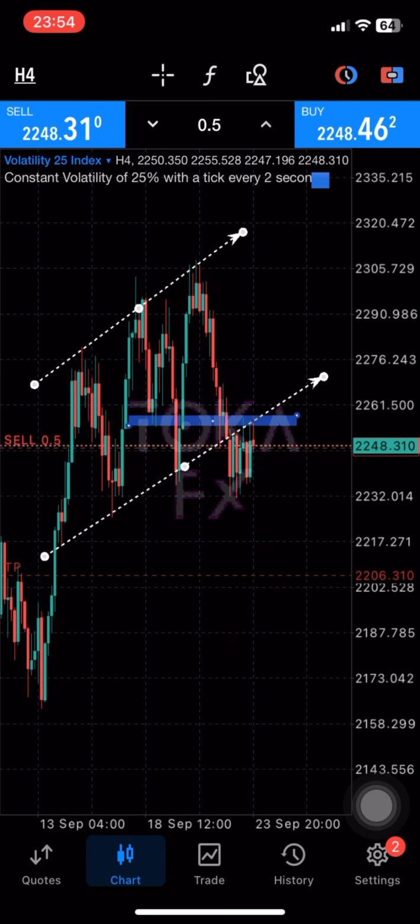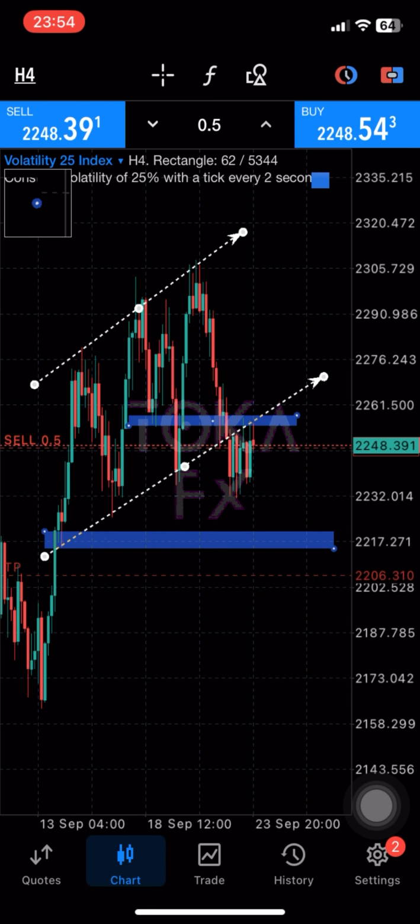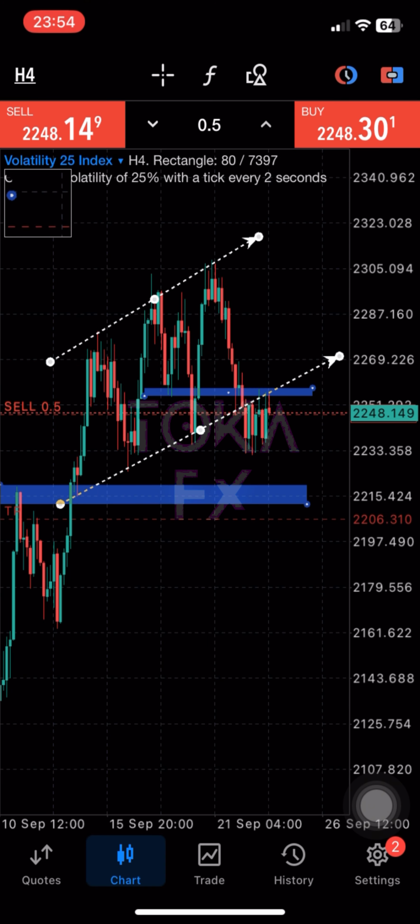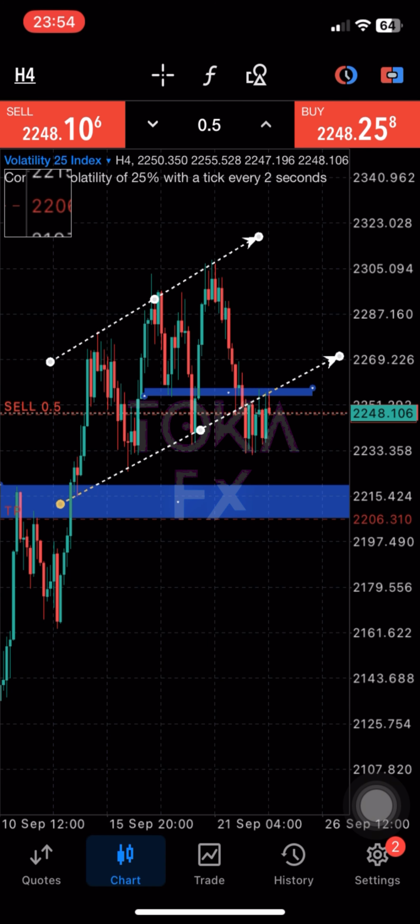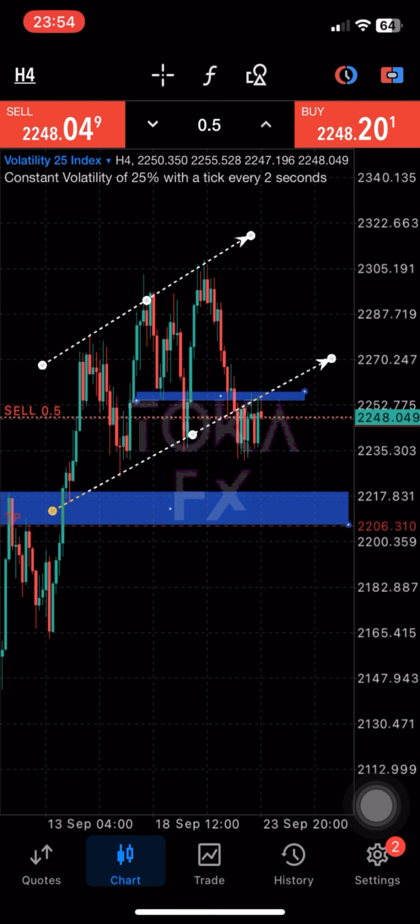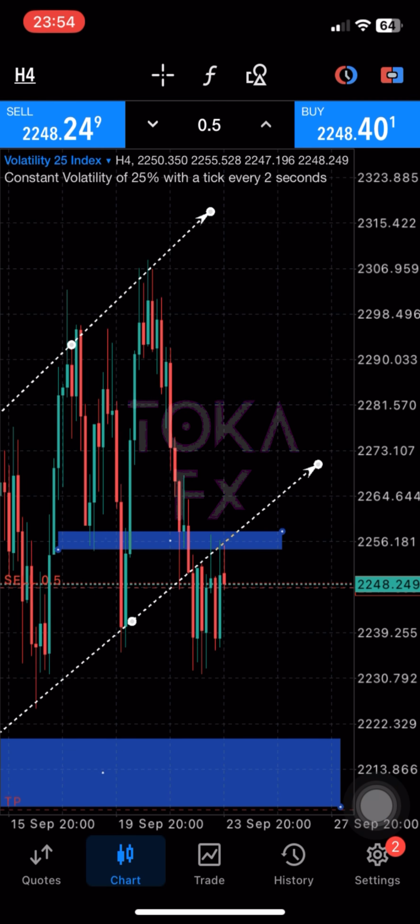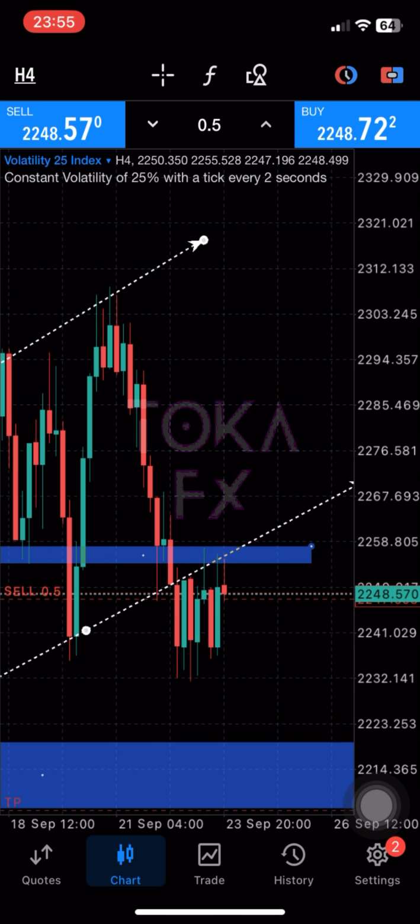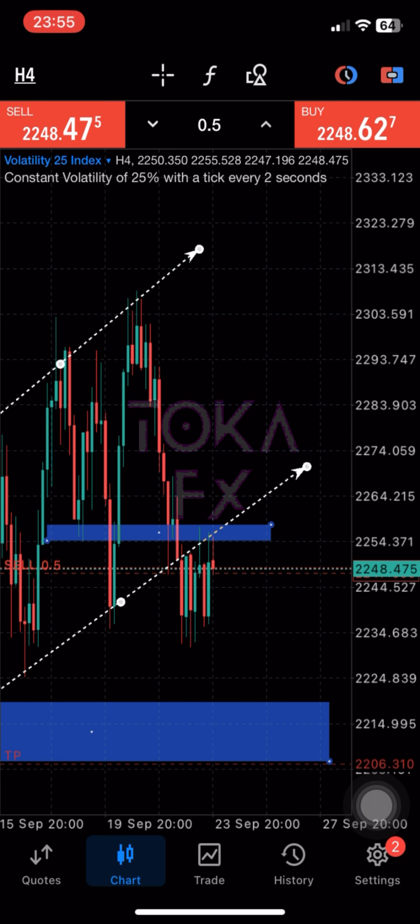So at that level there, we had so many rejections, and at that level, that's where we had the retest, and the market failed to go back inside the trend line. So yeah, one of the reasons why I'm selling. So yeah, let's just sell and then see what the market has in store for us.